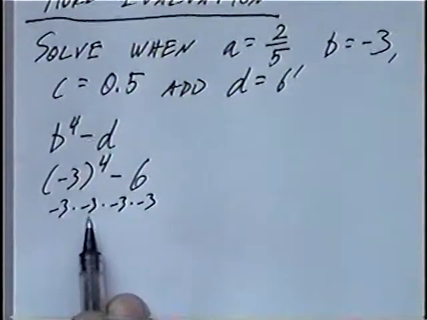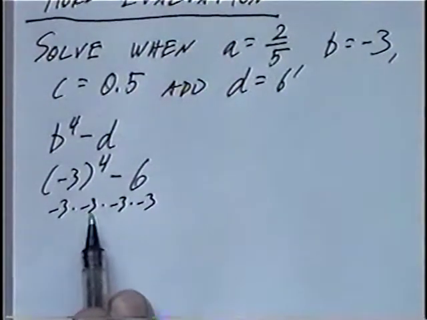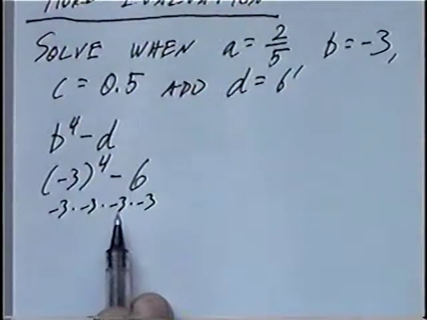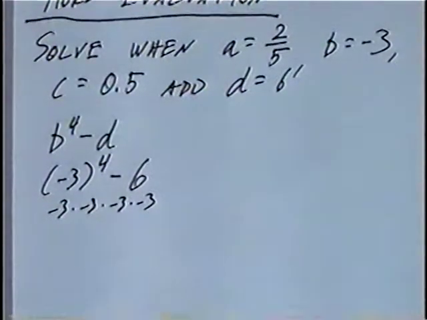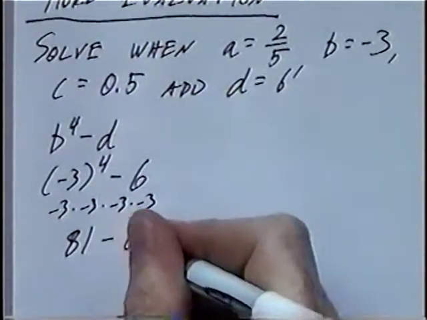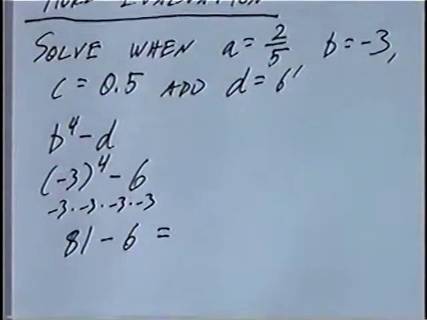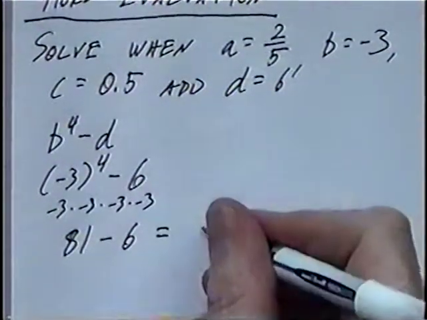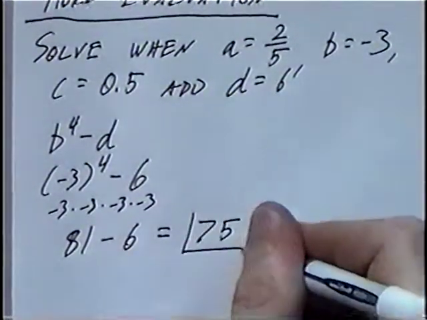Negative 3 times negative 3 would be positive 9. 9 times negative 3 would be negative 27. And negative 27 times negative 3 would be positive 81 minus 6. Subtracting, and the answer would be 75.